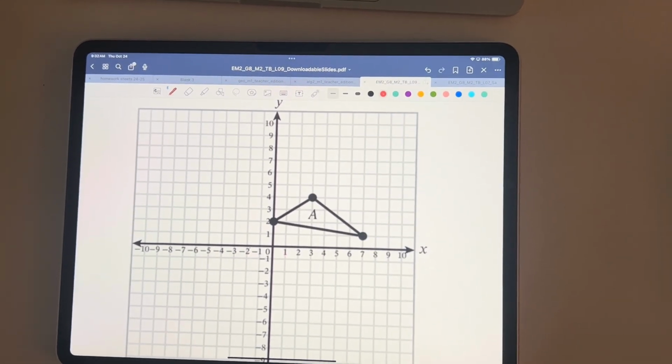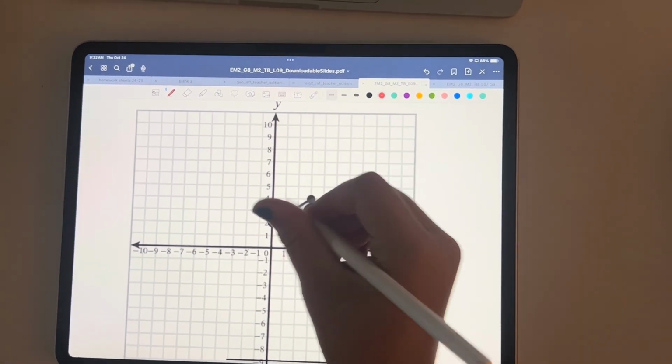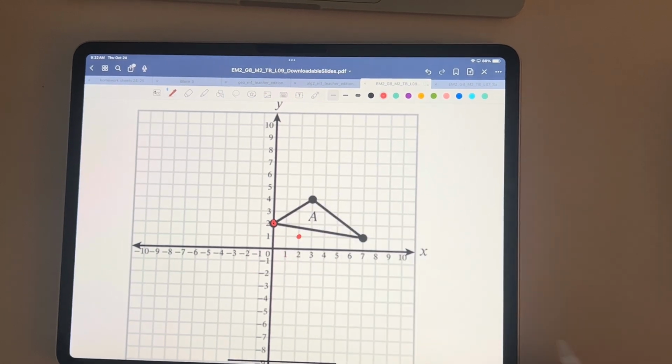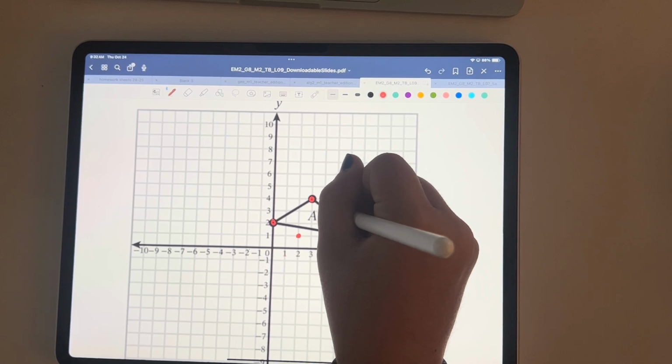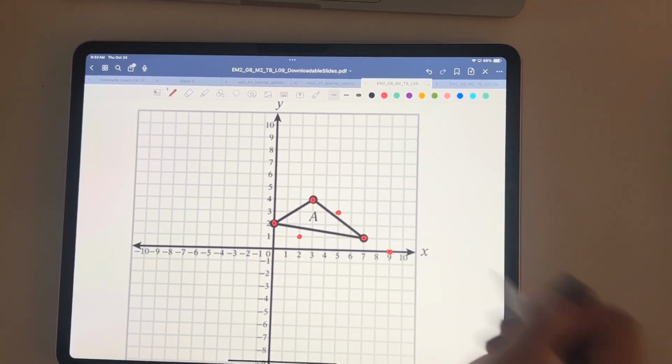For our translation, 1 unit down and 2 to the right, correct? Yes. So from here, we are going 1 down and 2 to the right, and it ends up here. That's what I did. Great. This point turns into this point. This point turns into this point.